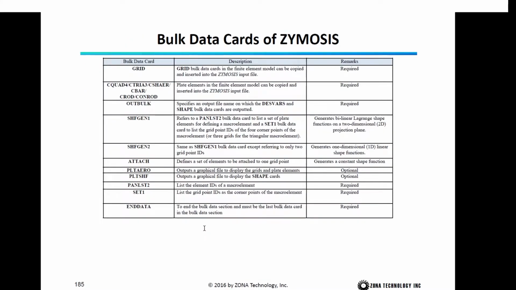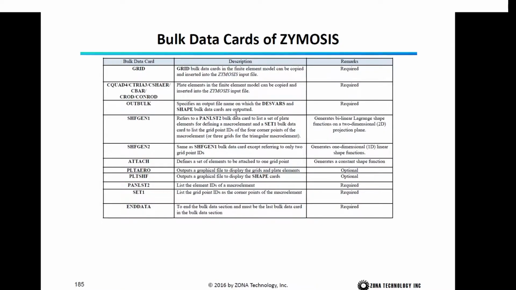And in the box data cards, you can specify a grid, and this grid must be one of the grids in the ASTROS finite element model. And you can select CQUAD4, CQUAD3, CSHEAR, CBAR, CROD, and CONROD, and they must be elements in the ASTROS finite element model.